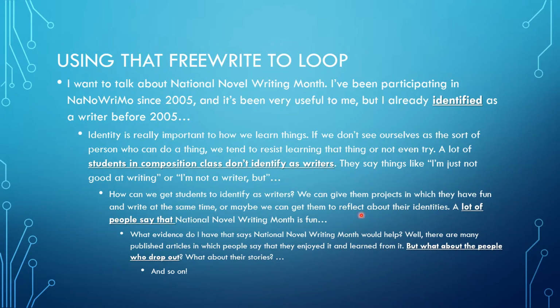Then, if I wanted to loop, I take a section of that and I say, I talked about identity in that one. Let's do a free write on identity. And so I start going on about identity. And then I like this sentence. And so I'm like, okay, let's go back to this. So what is this problem where students in composition classes don't identify as writers, which means that it's, why is that an issue?